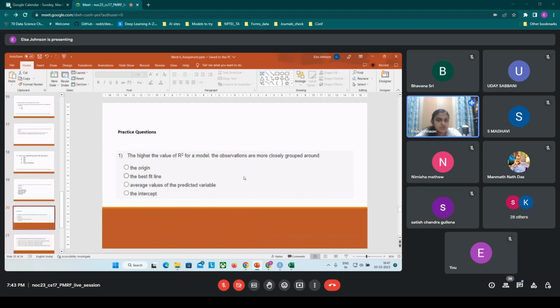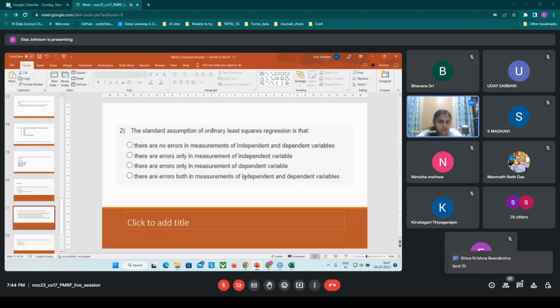So the practice questions. The higher the value of R square for a model, the more closely the observations are grouped around what? Can you tell me the answer? Yes, the best fit line. That is right.